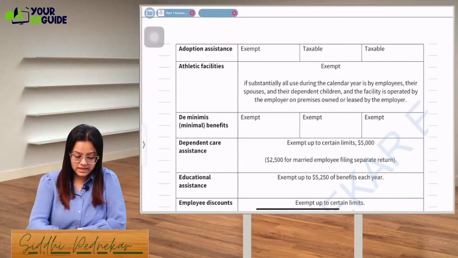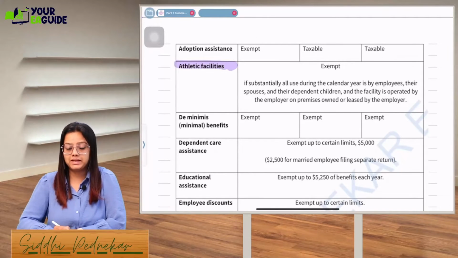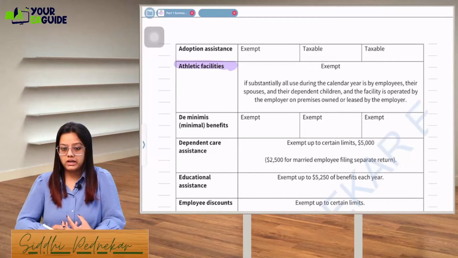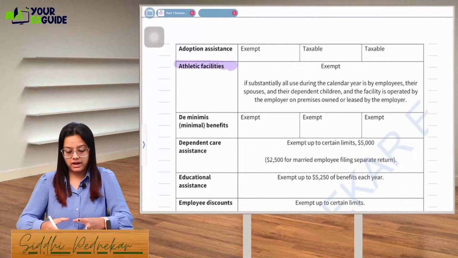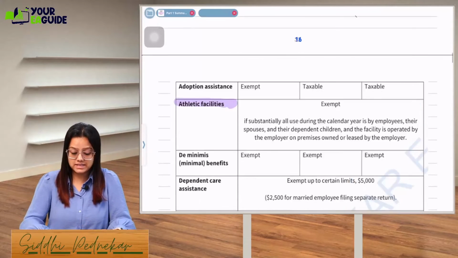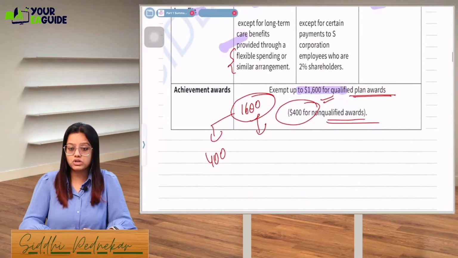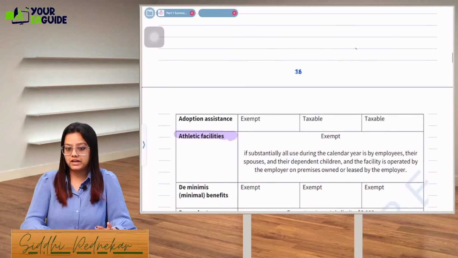Okay, next is athletic facilities. If it is given by the employer to the employee on their organization, like at the infrastructure, then it is exempt from federal income tax, FUTA, and Medicare and Social Security tax.